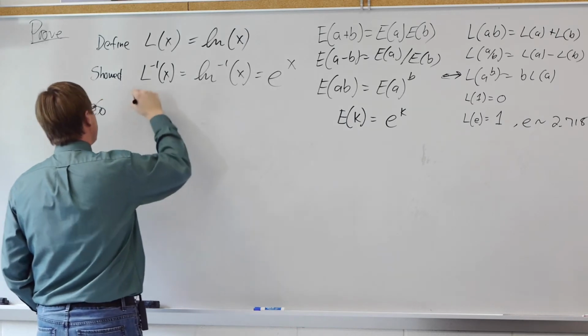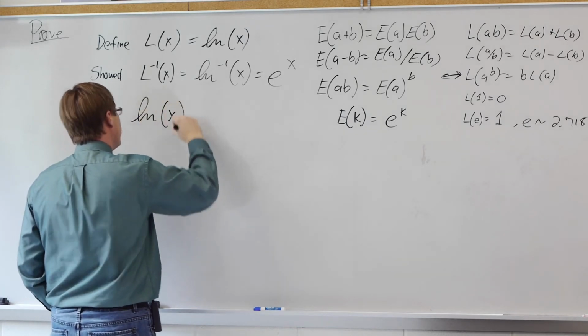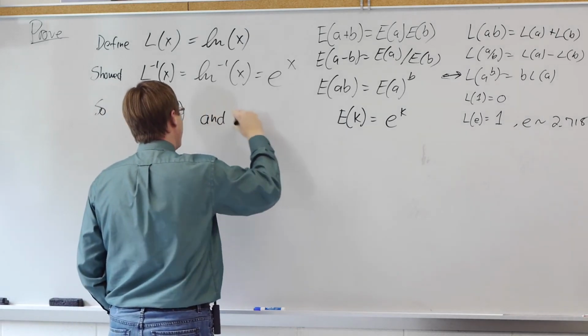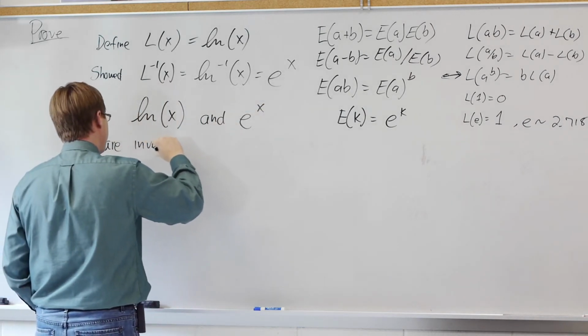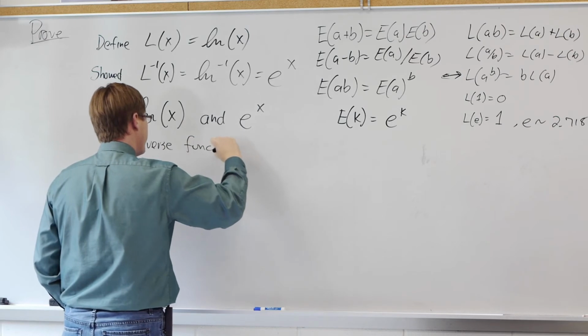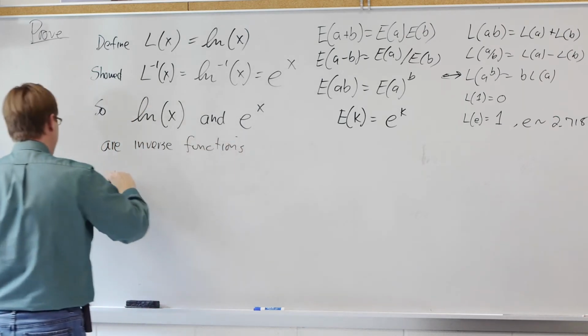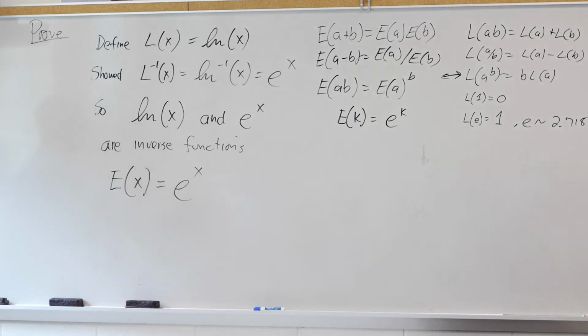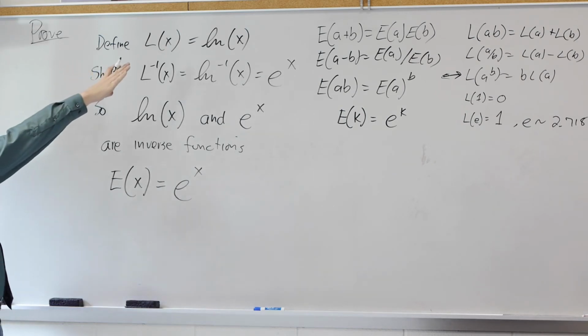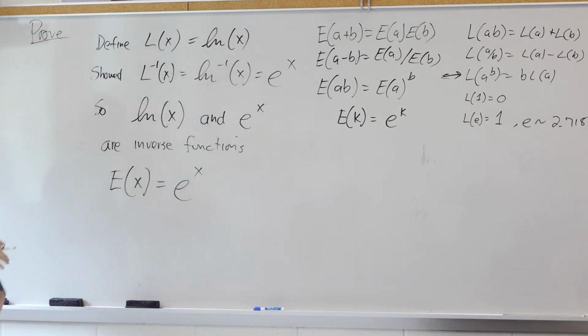So that means ln of x and e to the x are inverse functions. And capital E really is e to the x. It has all the properties of an exponential function, and it's actually equal to the E function.